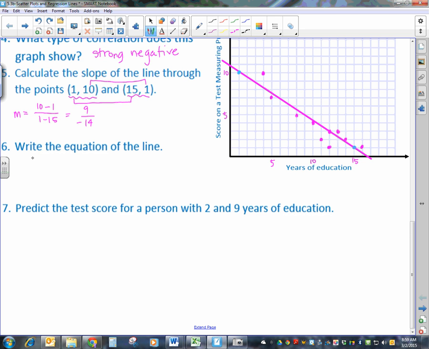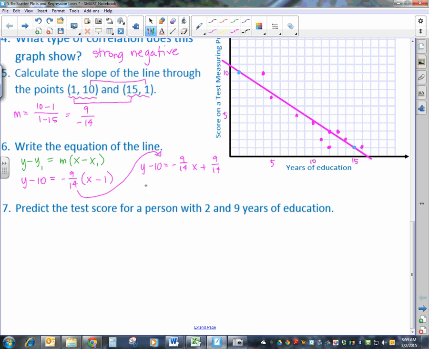So we're using our equation y minus y sub 1 equals m times x minus x sub 1. And we're going to plug in, you can use either one, I'm just going to use 10. y minus 10 equals negative 9/14 times x minus 1. And if I continue that, let me go over here. It's y minus 10 equals negative 9/14 x plus 9/14.